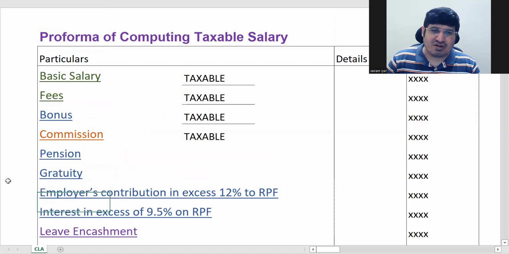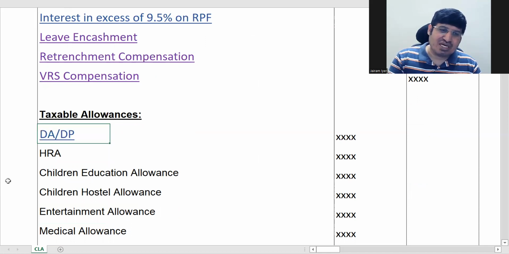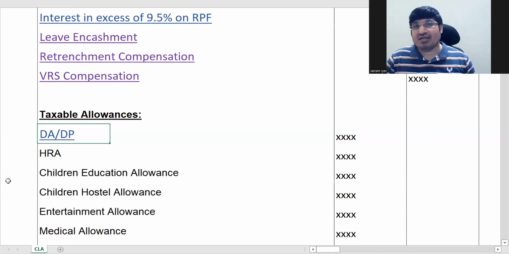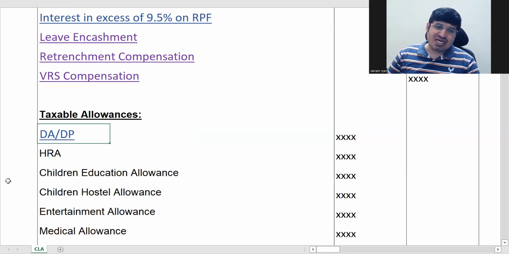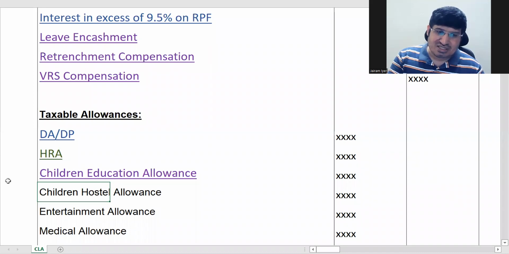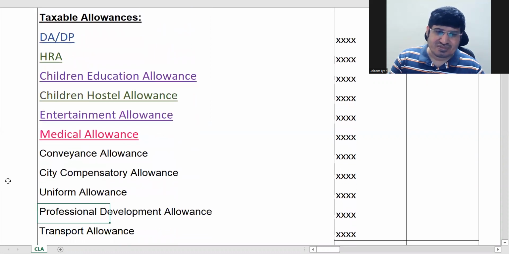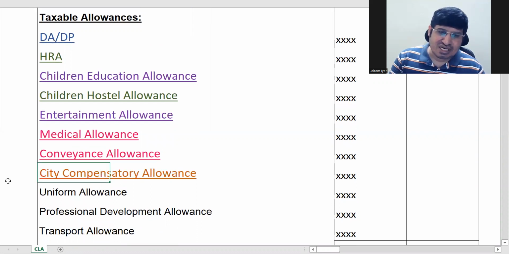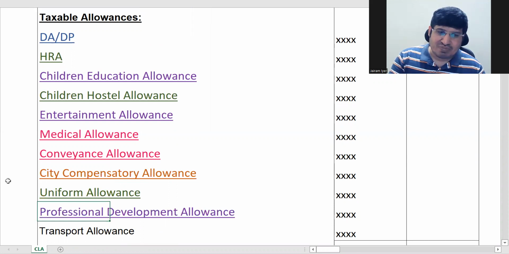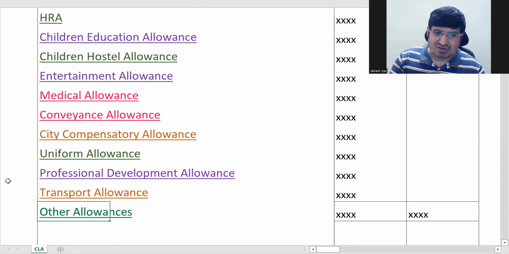So this is basically your first certain things, and then you are going to a section called allowances. Okay, allowances, you start with DA and DP, dearness allowance and dearness pay. Okay, so I'll explain you a little later what is dearness pay, and what is its relation to dearness allowance. So DA, DP, HRA is house rent allowance, children's education allowance, children's hostel allowance, entertainment allowance, medical allowance, conveyance allowance, CCA, city compensatory allowance, uniform allowance, PDA, professional development allowance, okay. Then you have got transport allowance and other allowances, okay.